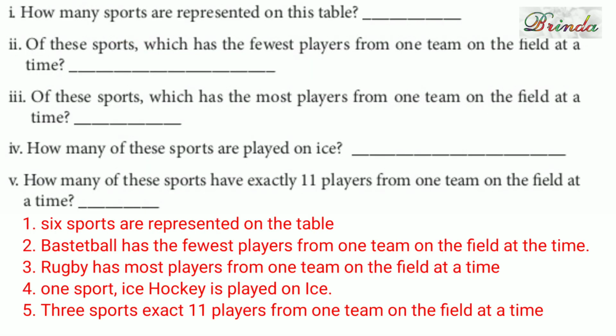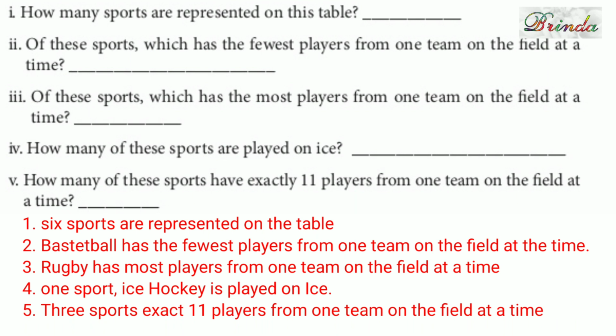How many sports are represented on the table? On the table, how many sports are there? Shall we count? Okay. Baseball, basketball, cricket, ice hockey, rugby and US football. So there are 6 sports, isn't it? So you can write: 6 sports are represented on the table.